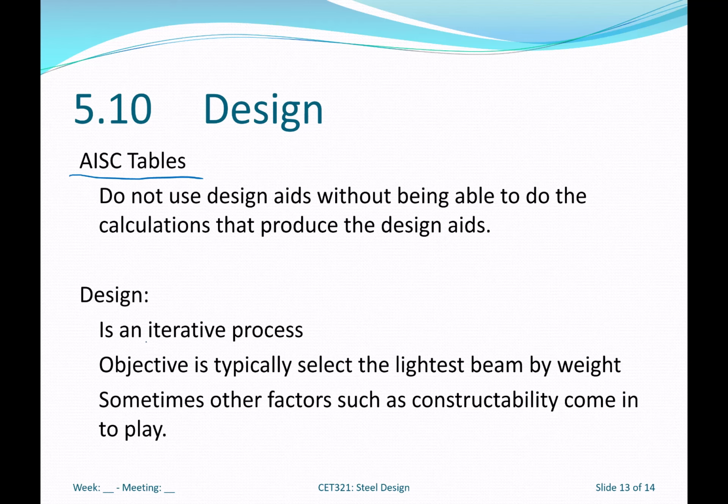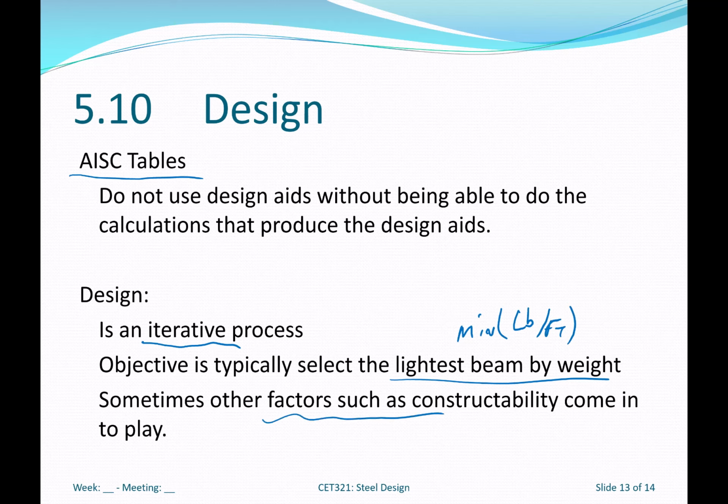Design is an iterative process. You may go around the bases a couple times. The objective is typically to select the lightest beam by weight, so we want the minimum pounds per foot possible that does the job. We typically measure economy by weight, but sometimes other factors do come into play.